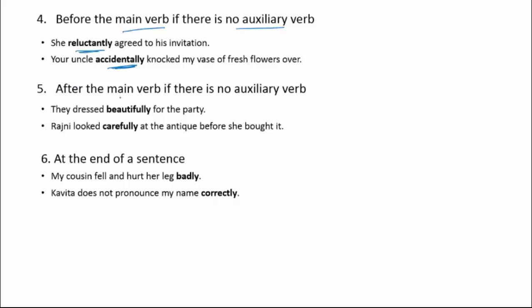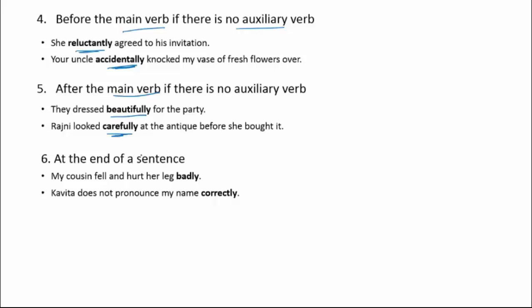Adverbs are also used after the main verb. If there is no helping verb or auxiliary verb, they can be used after the main verb also. Like, they dressed beautifully for the party. Brittany looked carefully at the antique before she bought it.